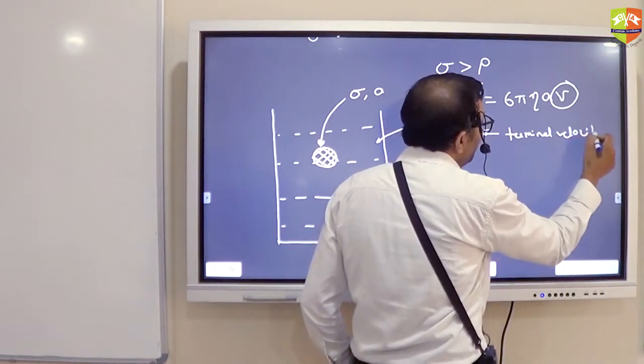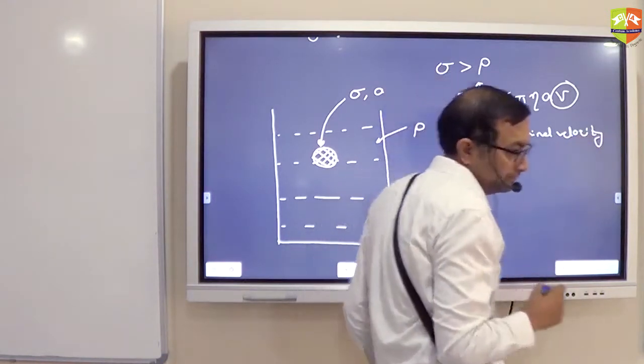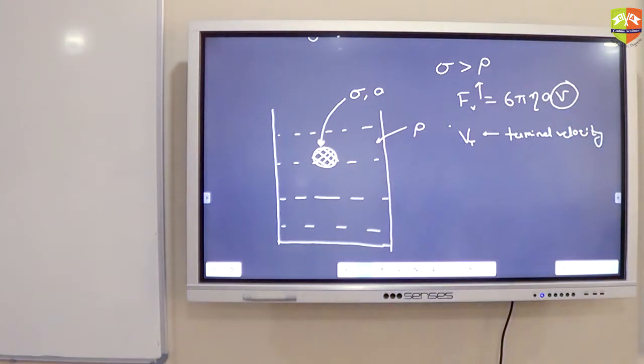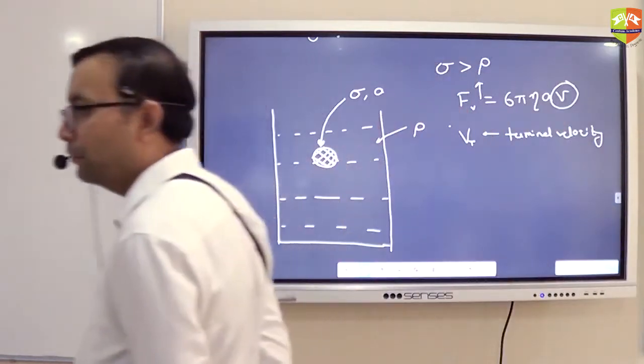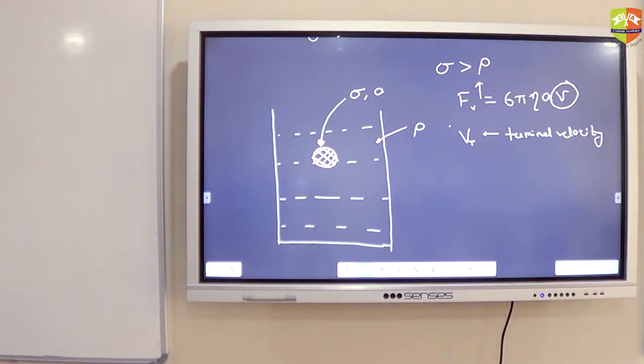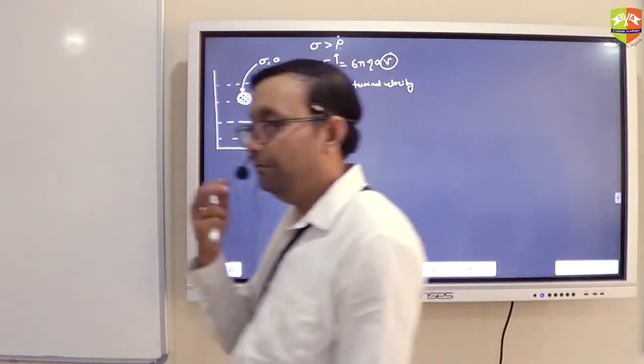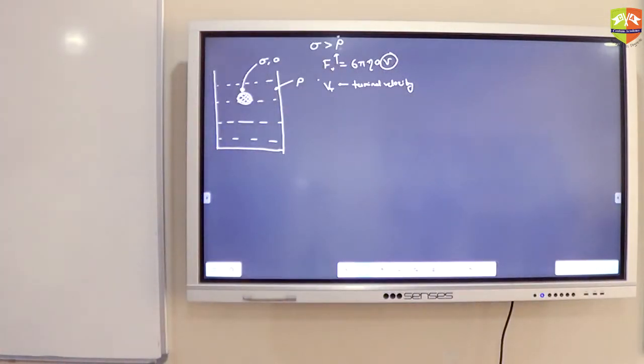You need to find out what is that terminal velocity. Equate net force to zero for the terminal velocity. Mass you have to write in terms of density. Mass is sigma into 4 by 3 pi a cube, if you are writing the mg force. All of you done? This is the balance of forces.